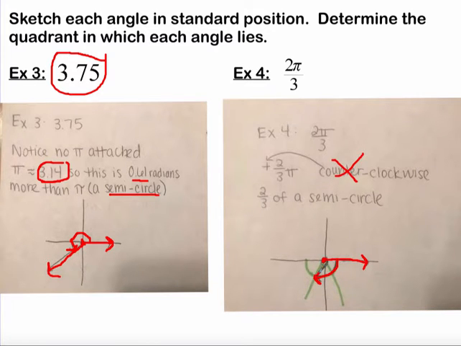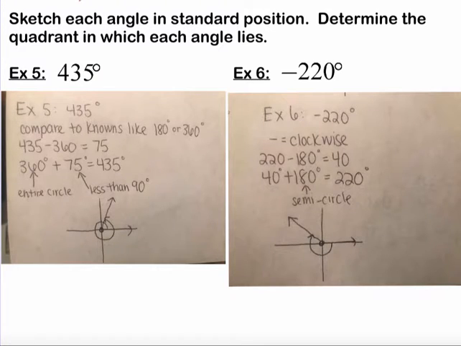Now you notice I've drawn in this light green here. If I had taken a semicircle and cut it into 3 equal slices. My goal is that you don't have to do that. But some of you really struggle with fractions, so you might have to in the beginning.